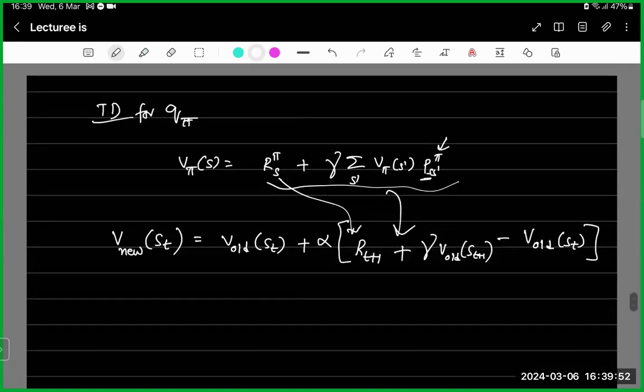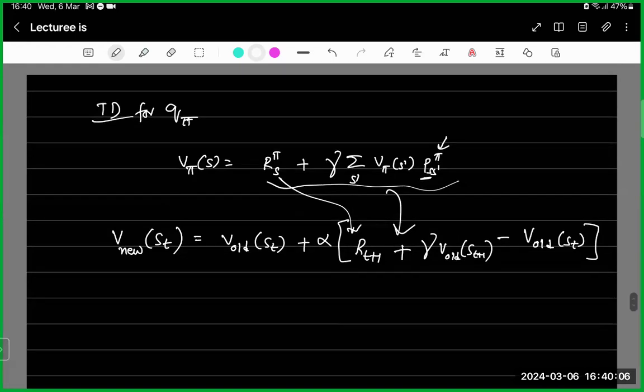So TD for Q pi will also be very similar. You just write Q pi of S comma A using Bellman equations, which we know. You just use the definition of Q pi of S comma A and write it as if you know the model dynamics. You'll get some expression. Then you just take samples from that expression. Okay, so let's try to write that.